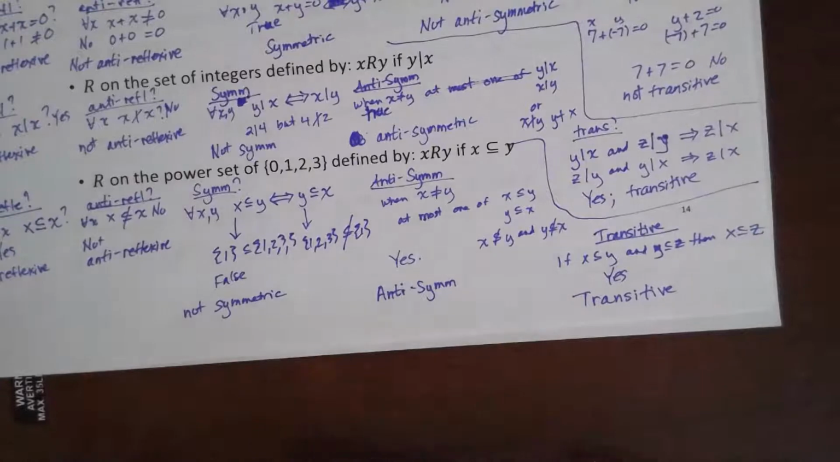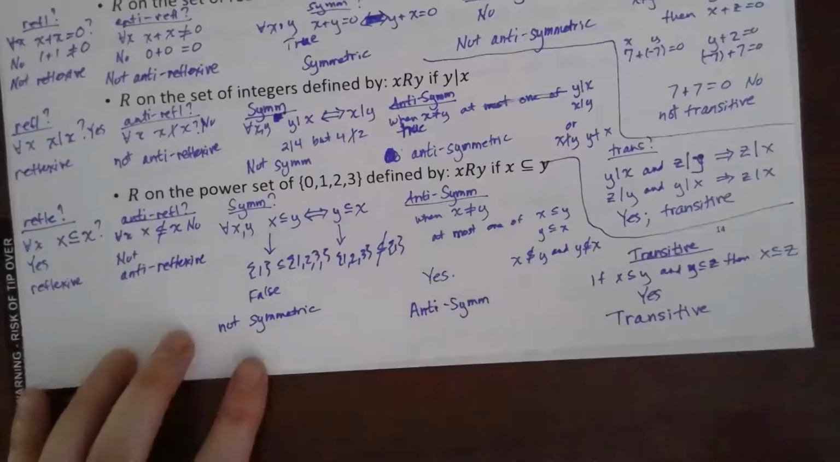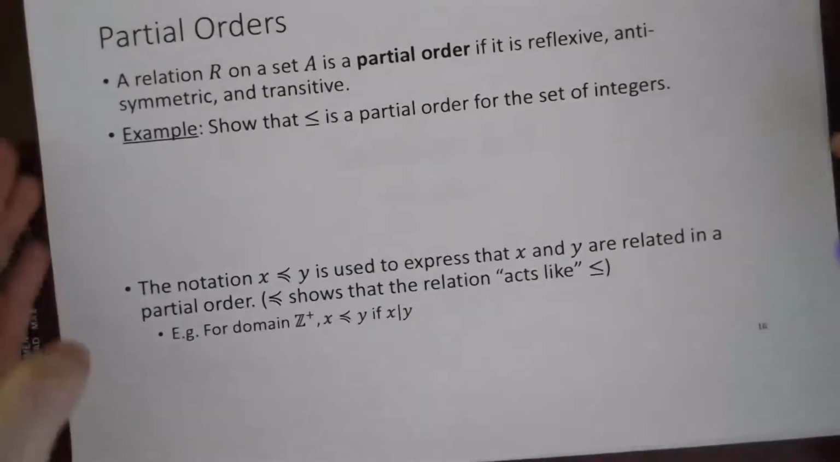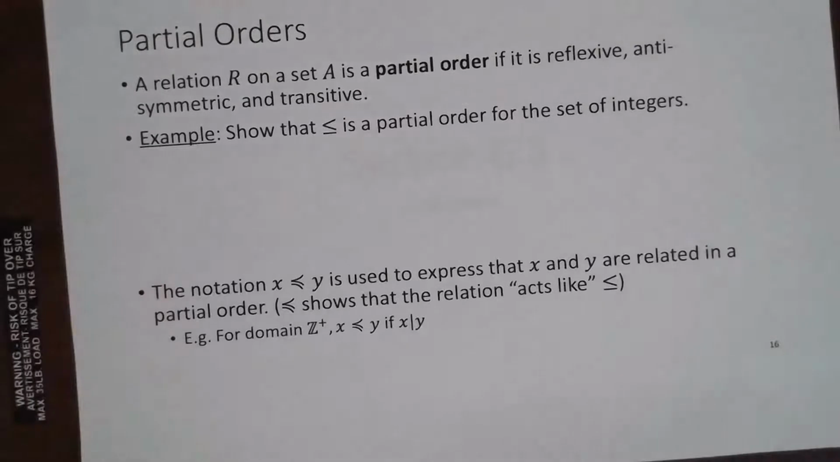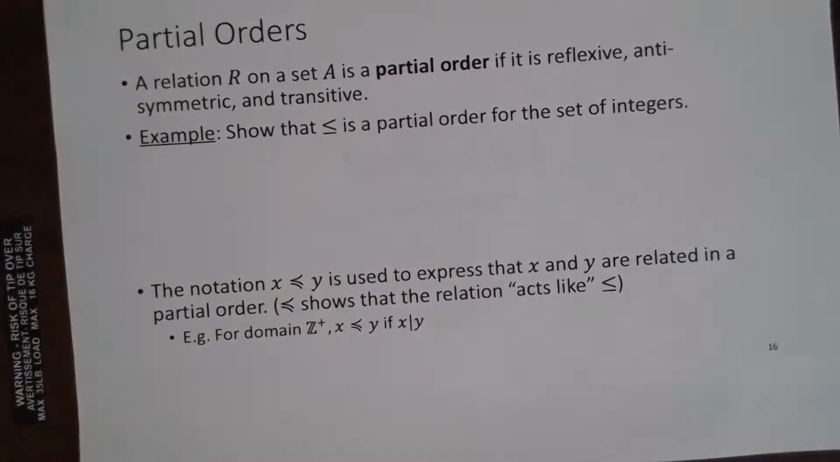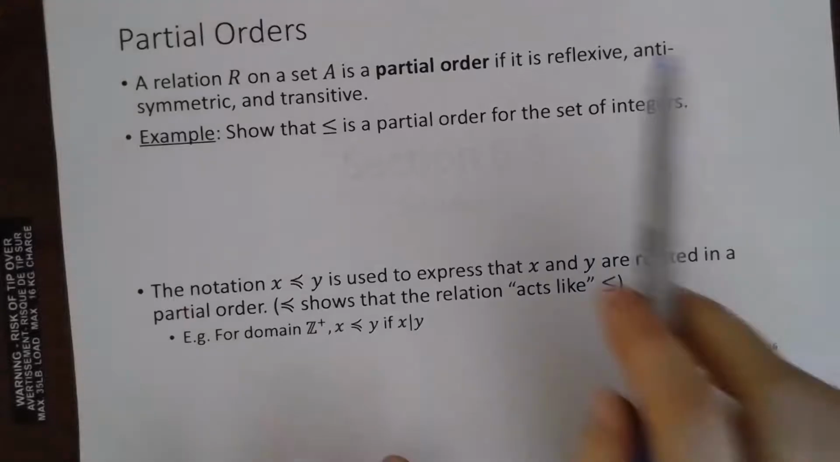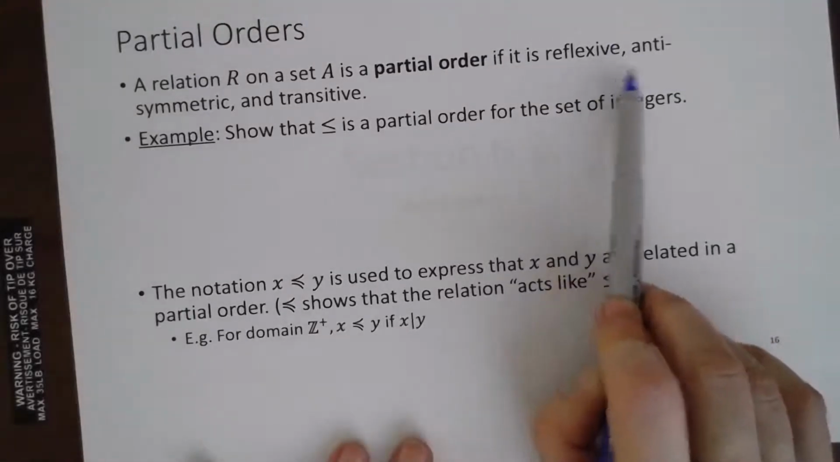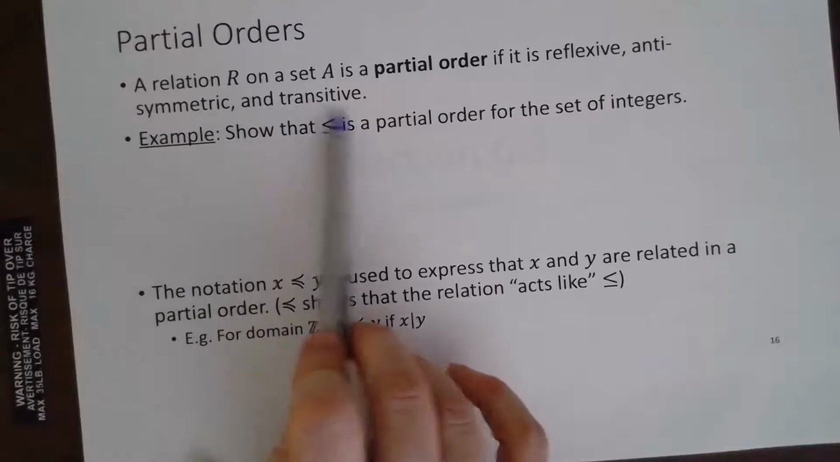Okay. So now that we've looked at those properties, we've got particular names for different kinds of relations and sets that exhibit certain of these properties. The first one that we'll look at is partial orders, and then the next one will be something called an equivalence relation. So partial orders first. A relation R on a set A, that's the domain, is called a partial order if it has these three properties.